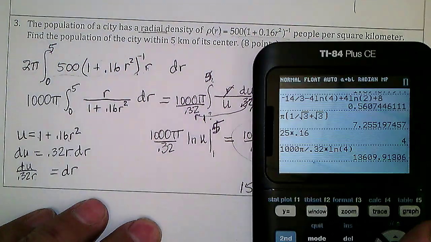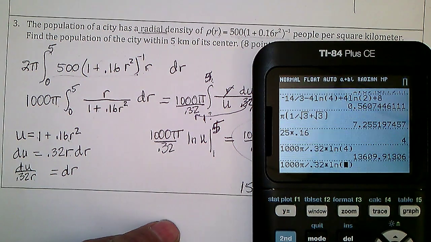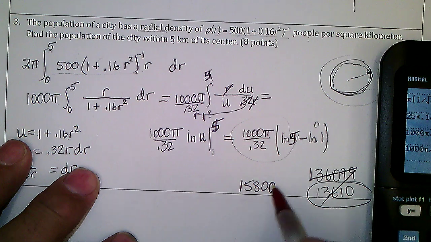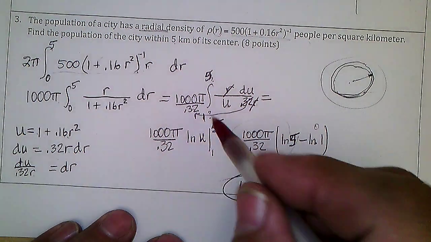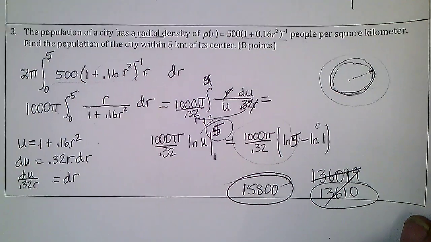So now let's go back and calculate this with a 5. There's the 15,800. I didn't do my limit change correctly. Doggone it. Okay. Moving right along here.